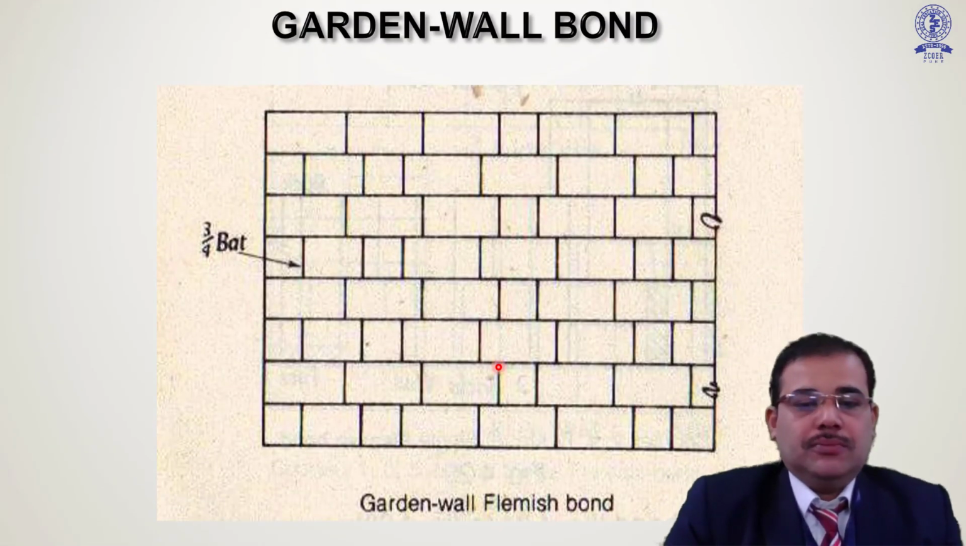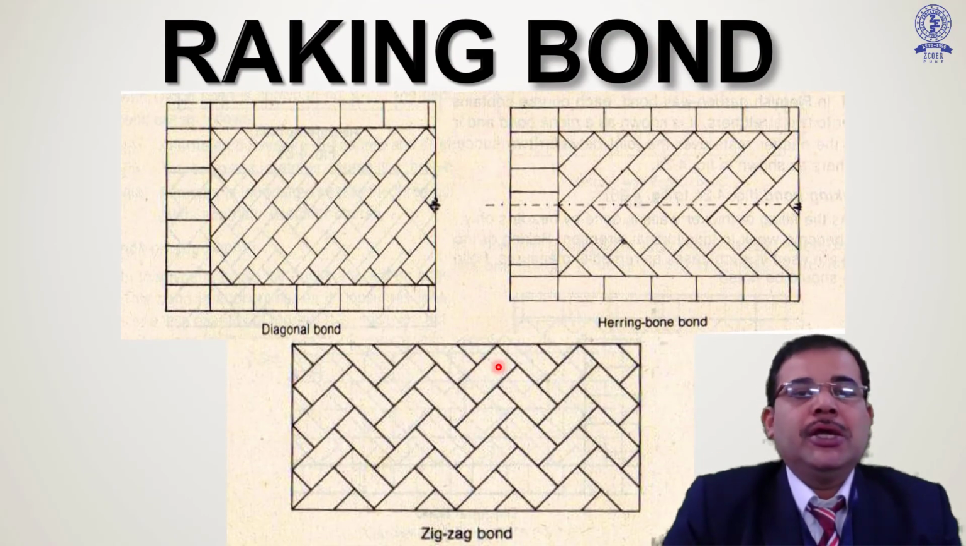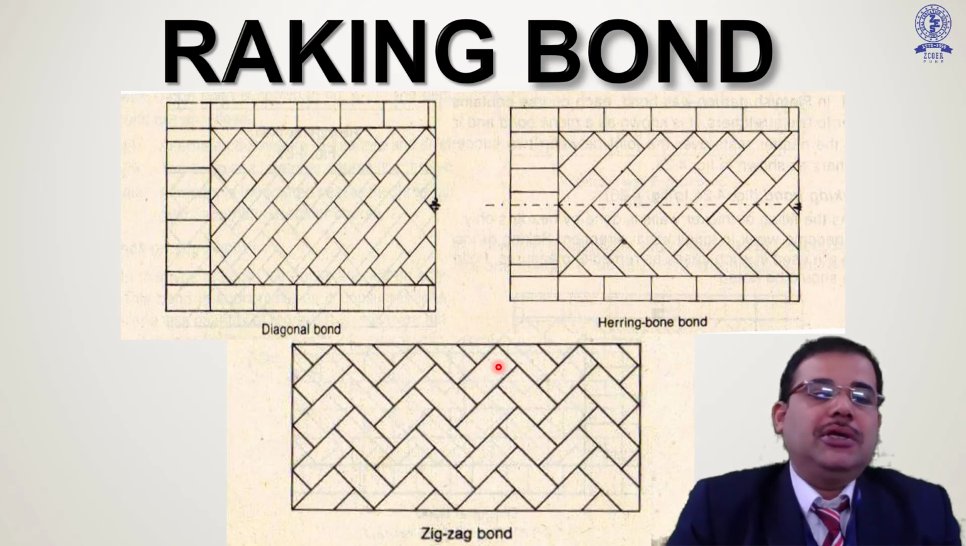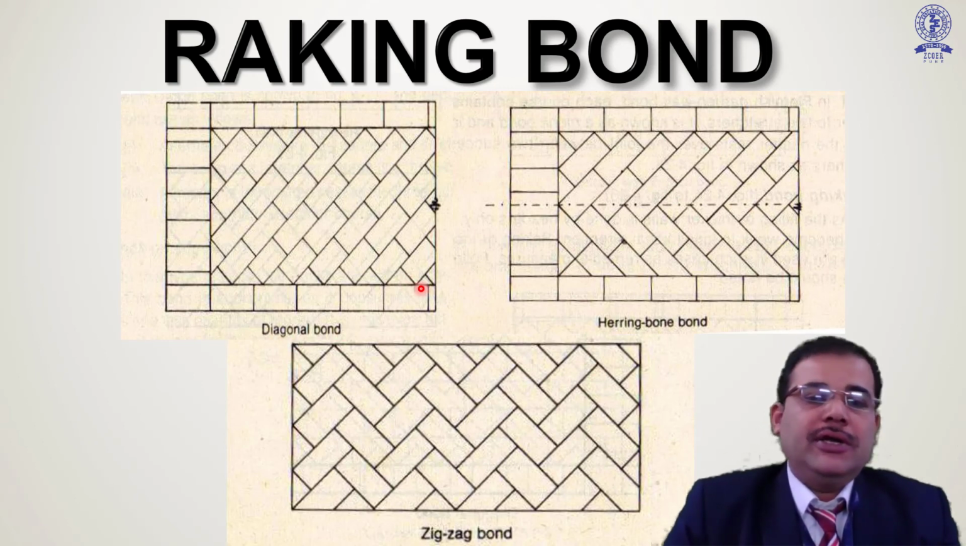Now in case of garden wall Flemish bond, there will be alternately header and alternately stretcher also. In case of racking bond, this is a case of racking bond which can be adopted on site in various forms. Now this is the diagonal bond where the bricks are laid along its corner, so that you may observe the bricks are seen like a diagonal one.